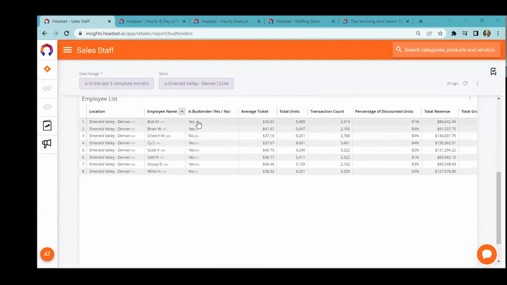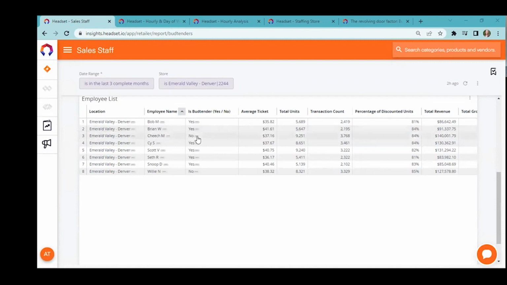And that can be done with this is bud tender yes, no column. So you can see the employee name over here on the left. And then if it's marked as yes, then they're going to be recorded as a bud tender, and that information is going to flow through to our employee management module. And then really dive deep into all of the information about those staff.